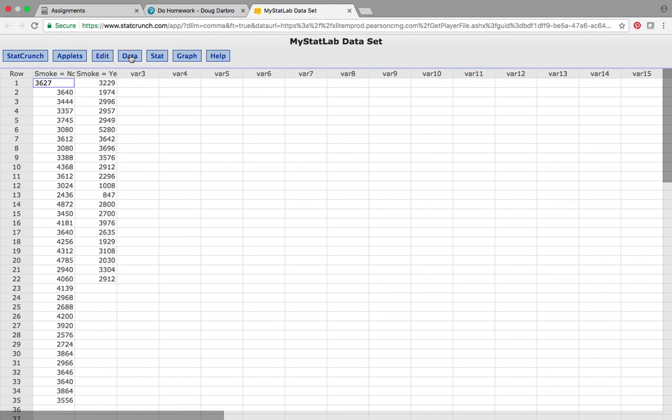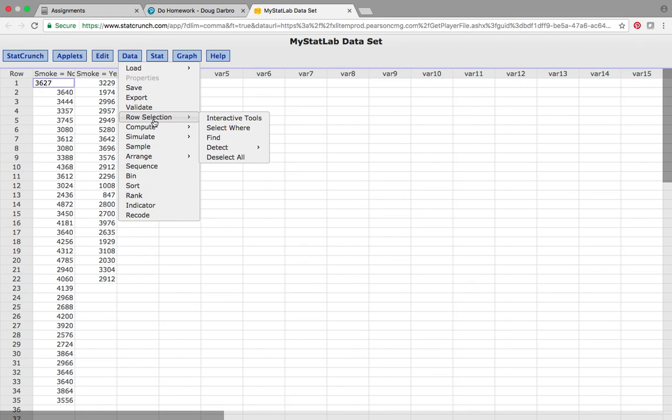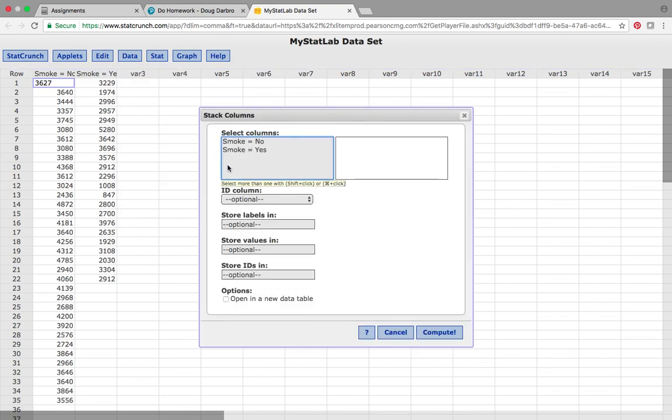So we're going to go to Data. We're going to go to Row Arrange, and we're going to go to Stack. Now I want to choose both of these. I want to store my labels in smoke. That's going to be yes or no. I want to store my values in birth weight.